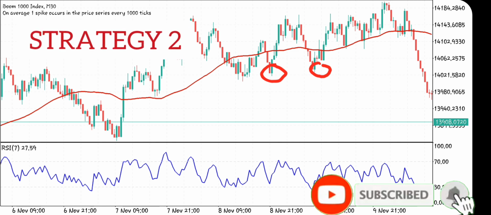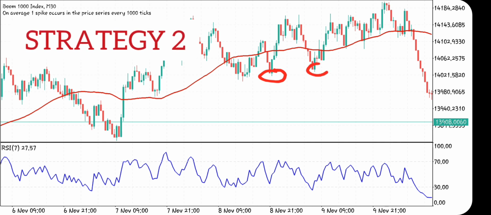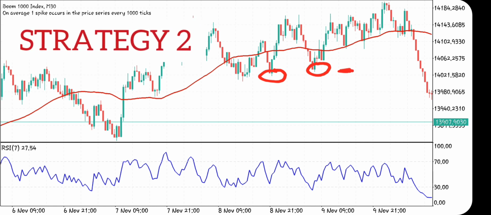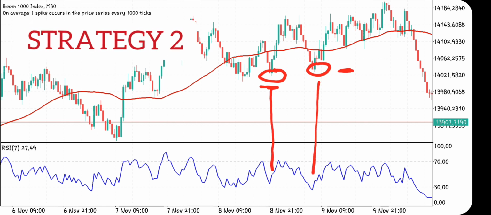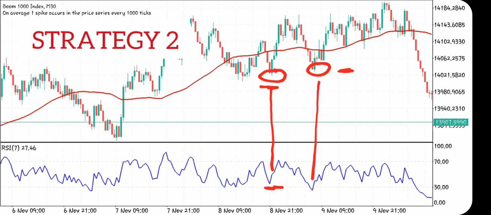We can see that this second point is higher compared to this point. This point is higher in price compared to this point. But when we come to our RSI, let's trace the point down to our RSI. We'll see that this point is higher on our RSI and this point is lower on our RSI. Do we get it now?